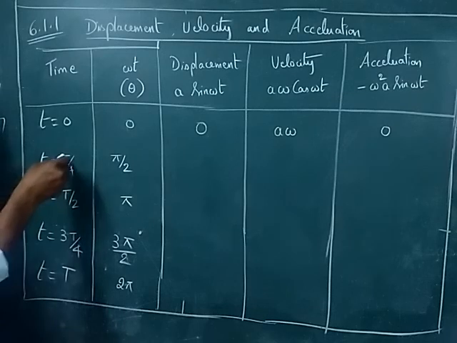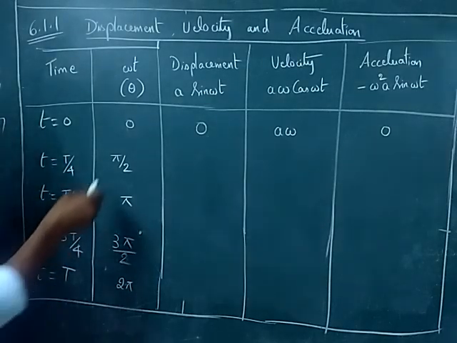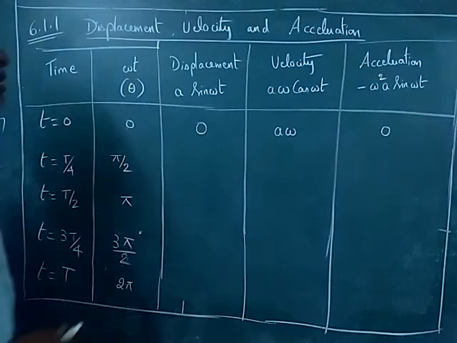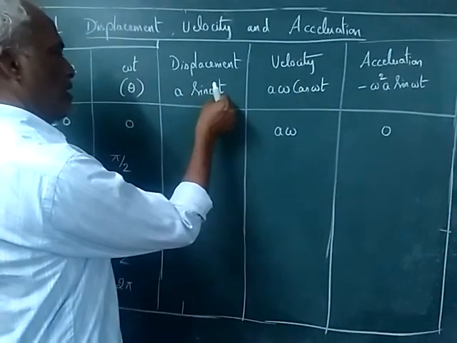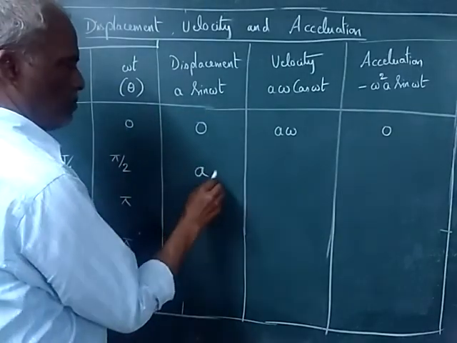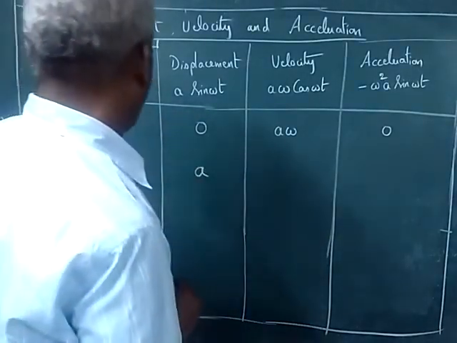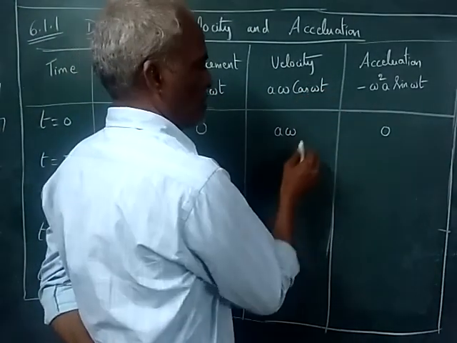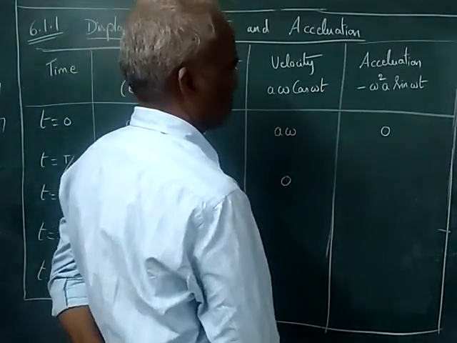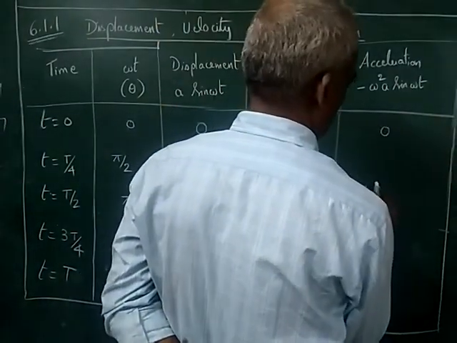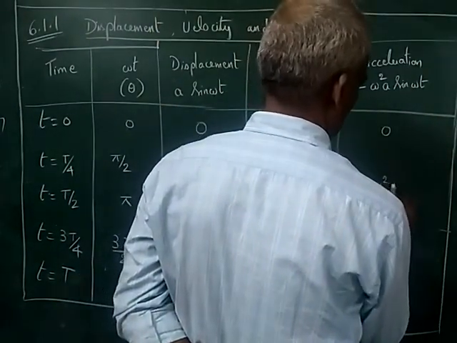Next t equal to t by 4. T by 4 is equal to 90 degree or pi by 2. So we all know that this is theta, sin 90 is 1. 1 into a is a. Here you substitute 90 degree, cos 90 is 0, so this value will be 0. Here sin 90 is 1, so you will be getting minus omega square a.